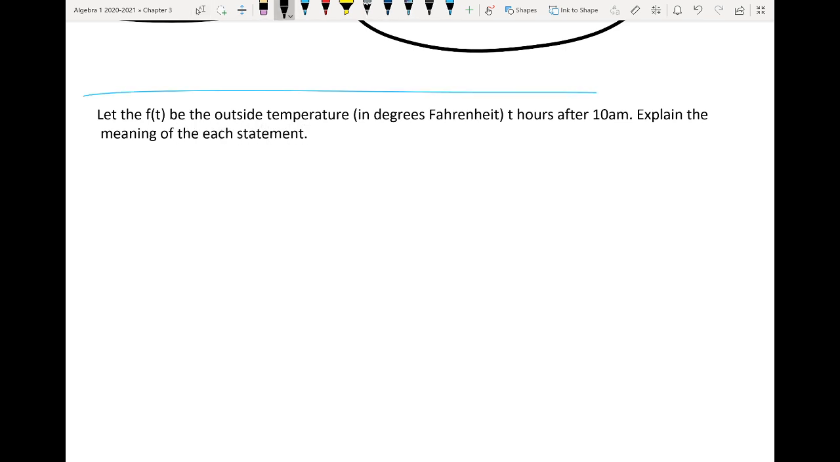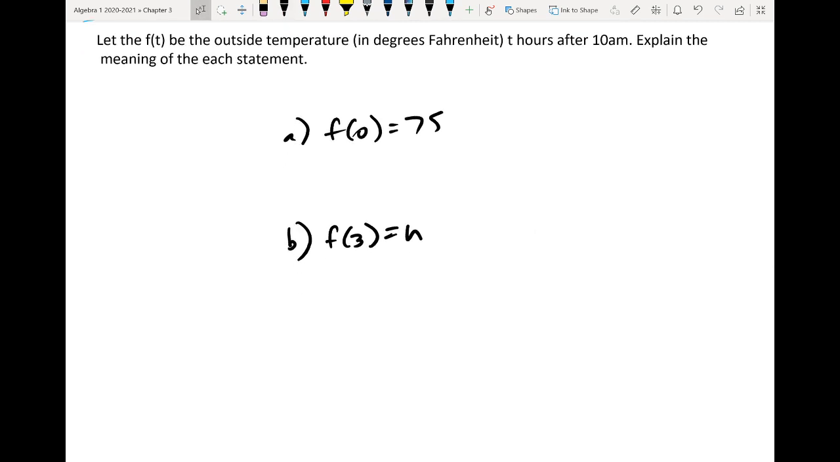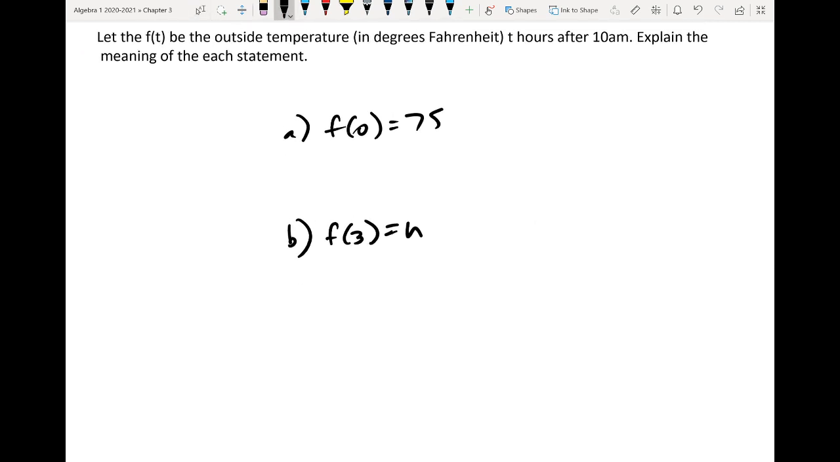First of all, the first problem, we're going to take the f of 0 is equal to 75. The second problem we're going to do is the f of 3 is equal to n. And the third problem we're going to take is the f of 1 is greater than the f of 8. And we're going to decode, because we're in function notation, what each of these means. Okay, so the first one.